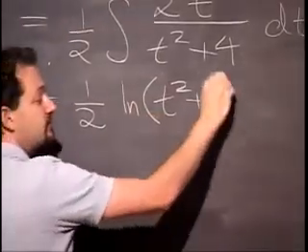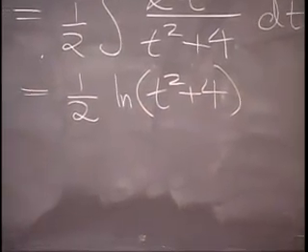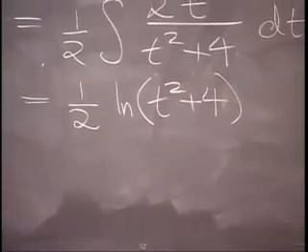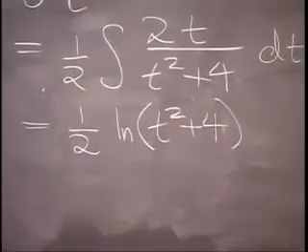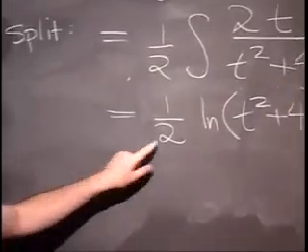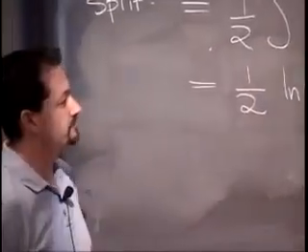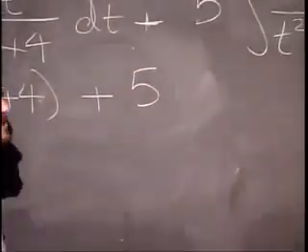Technically absolute values, but because t squared plus 4 is always positive, you actually don't need them, and it's classier not to have them. Oh, class is important sometimes. Classiness, anyway. Okay, so it's 1/2 log t squared plus 4. The other piece, it's 5 times something.